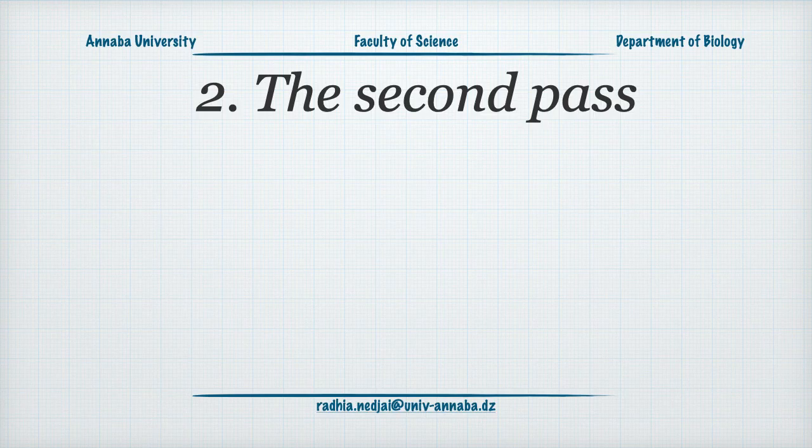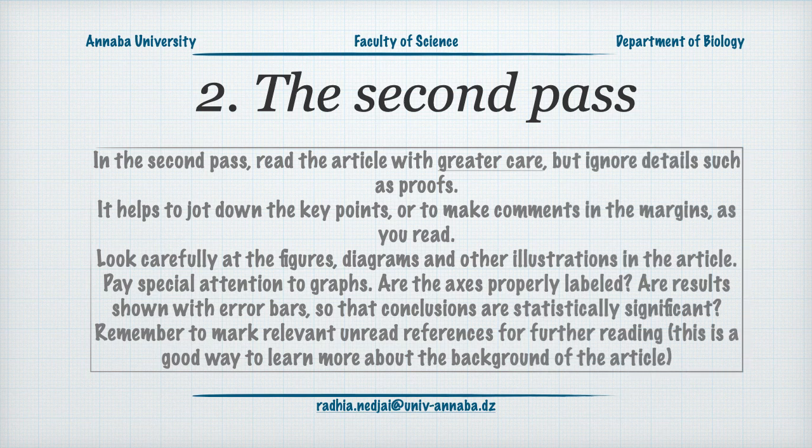Now, let's move to the second pass of reading a scientific article. In the second pass, read the article with greater care, but ignore details, such as proofs. It helps to jot down the key points or make comments in the margins as you read. And in this pass, you have to look carefully at figures, diagrams, and other illustrations in the article.